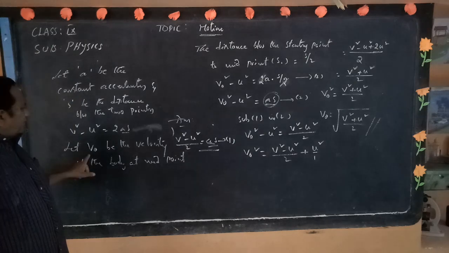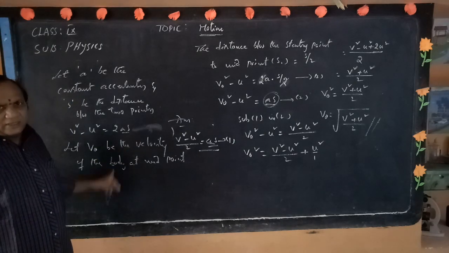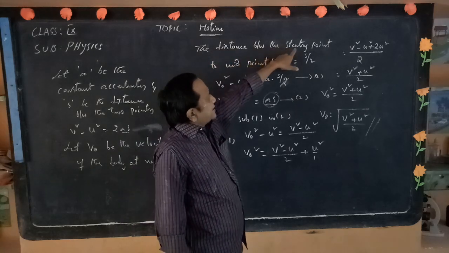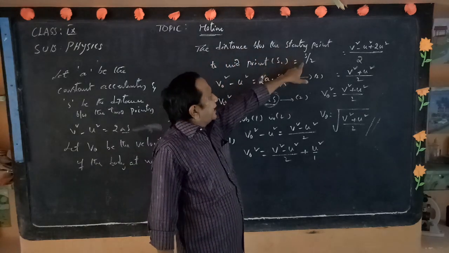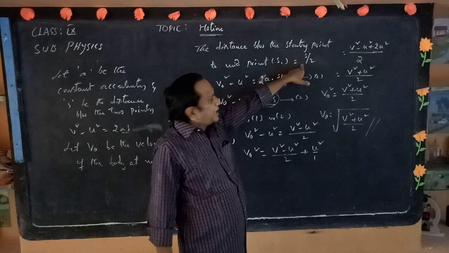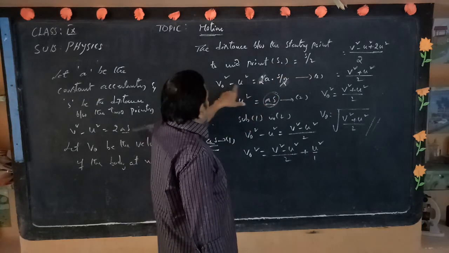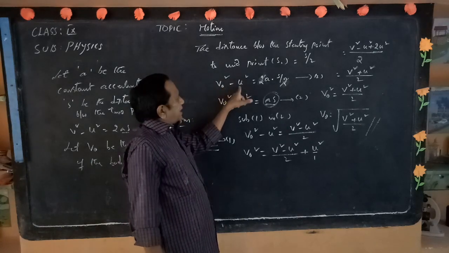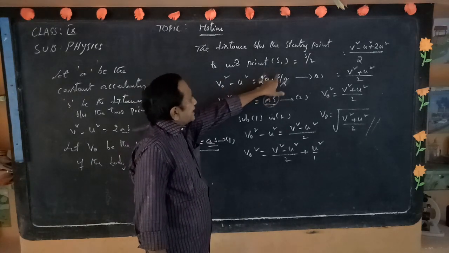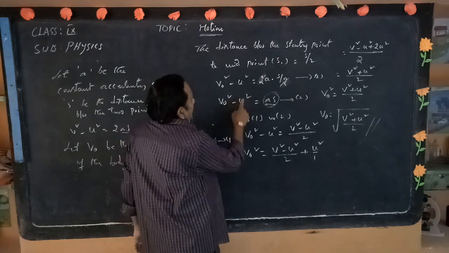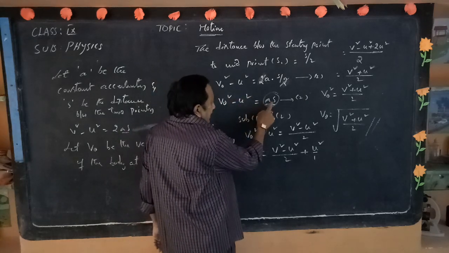Now what happens? v naught be the velocity at the midpoint. So instead of v, we can consider v naught. Now the distance between the starting point and the midpoint we will consider as s by 2. s by 2 will be taken. Now what do you get? v naught square minus u square is equal to 2a, s will be s by 2. 2 gets cancelled. What do you get? v naught square minus u square is equal to as.